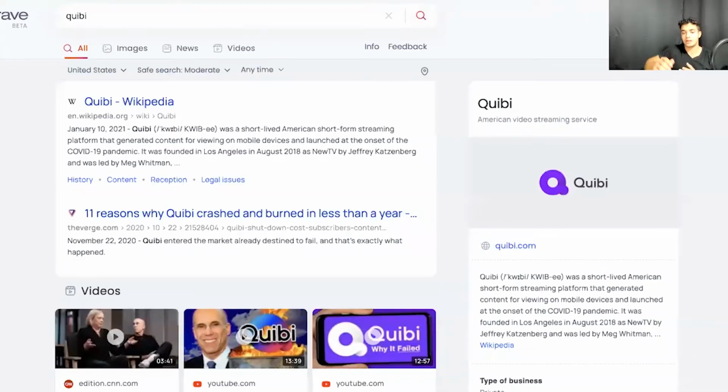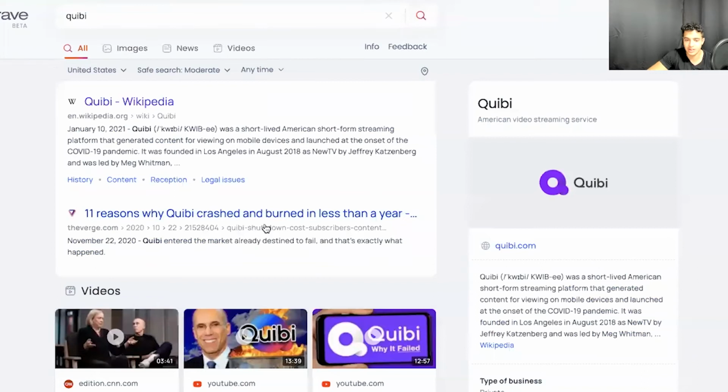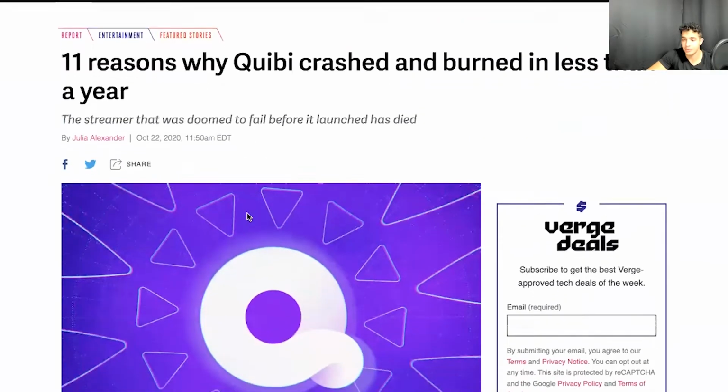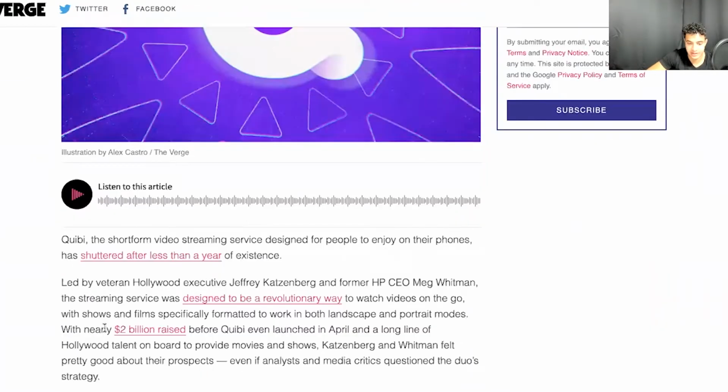Now, Quibi was a streaming platform. But what ended up happening with Quibi was, they raised $2 billion. They raised nearly $2 billion.